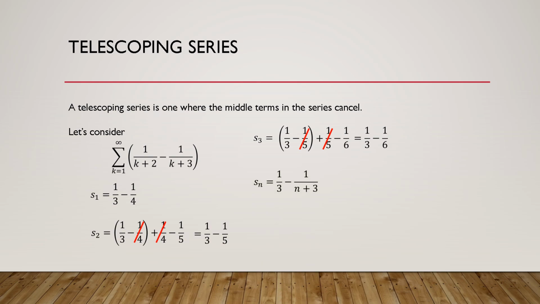This means S sub n equals 1 over 3 minus 1 over n plus 3. We can now take the limit as n approaches infinity of S sub n, or the limit as n approaches infinity of 1 over 3 minus 1 over n plus 3. The limit of 1/3 is 1/3, and the limit as n approaches infinity of 1 over n plus 3 is 0. 1/3 minus 0 equals 1/3. Therefore, the sequence converges to 1/3.